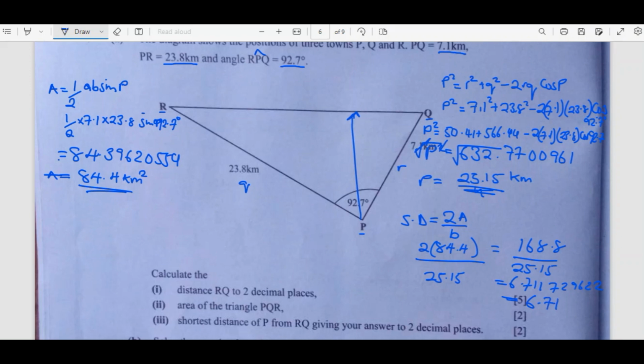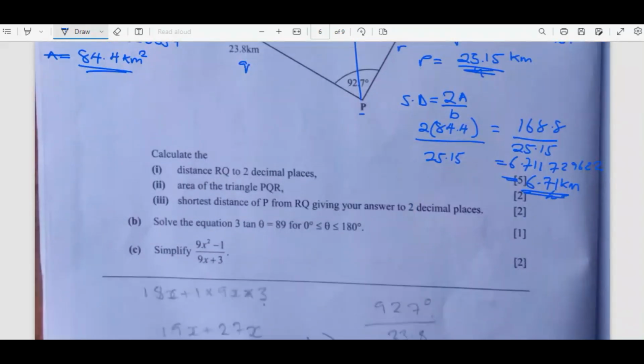So it will be 6.71. Now what is that? It is the distance. So it is the shortest distance, therefore you leave it in kilometer. So that is the answer which was needed there. So we can move to another question.